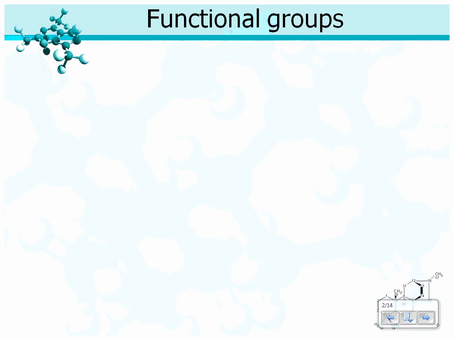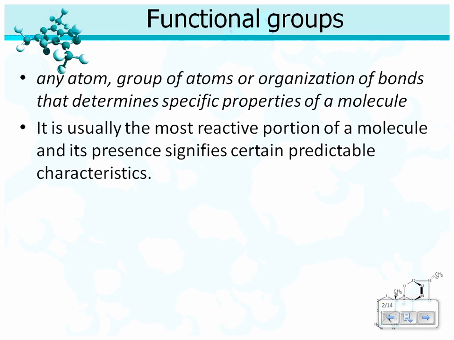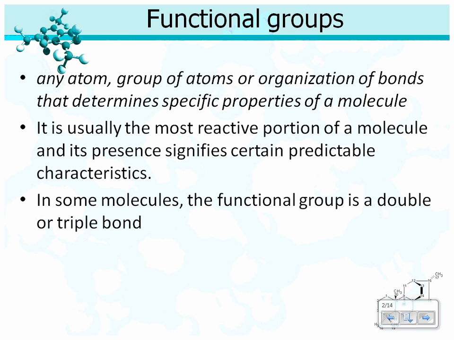So remember that your functional group is any atom, group of atoms, or organization of bonds that determines the specific properties of a molecule. Okay? It's usually the most reactive portion of a molecule, and its presence signifies certain predictable characteristics. So in some molecules, the functional group is actually a double or a triple bond. We saw that with alkenes and alkynes.